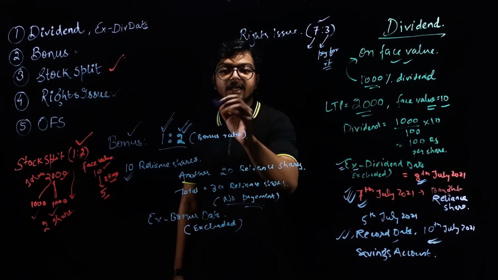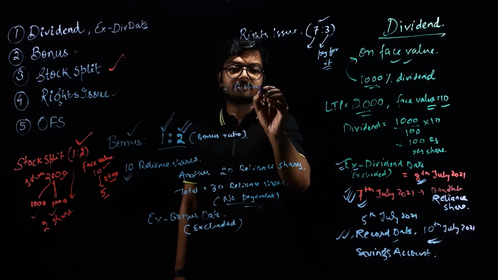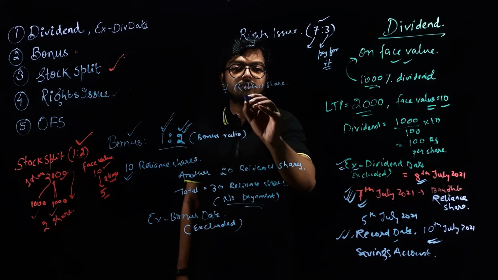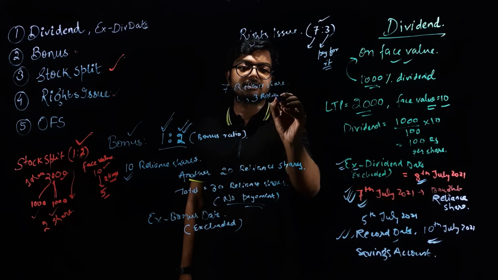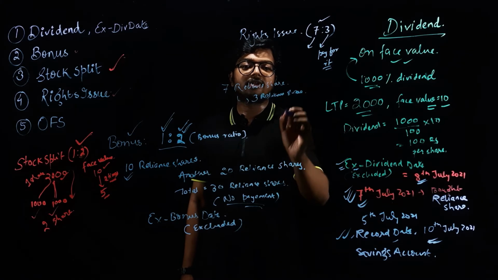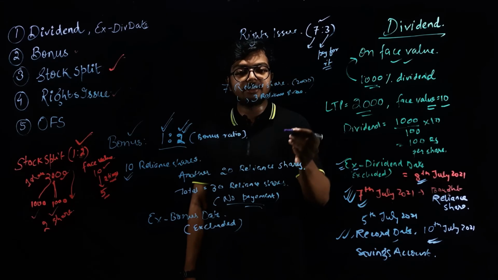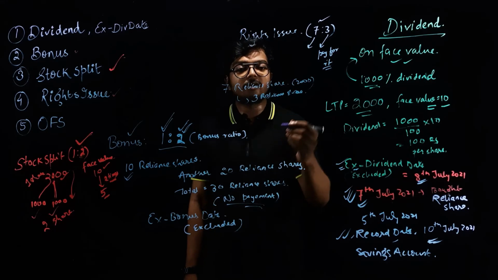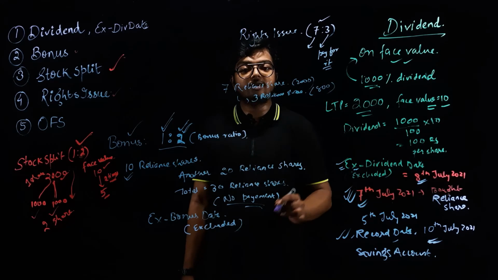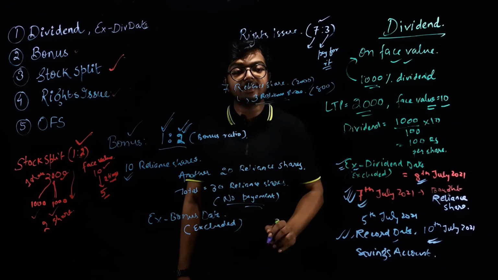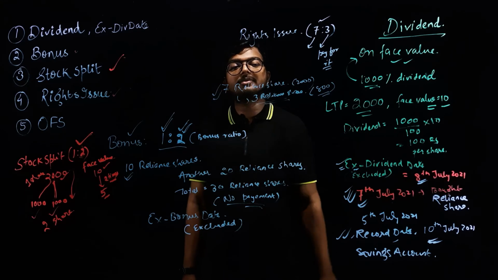So for example, you have held 7 Reliance shares. Now you can buy 3 Reliance shares at a price. Say the current Reliance price was 2000, but in rights issue the company offers a lower price, say around 800. So now you can buy 3 Reliance shares at 800 rupees if you have 7 Reliance shares.